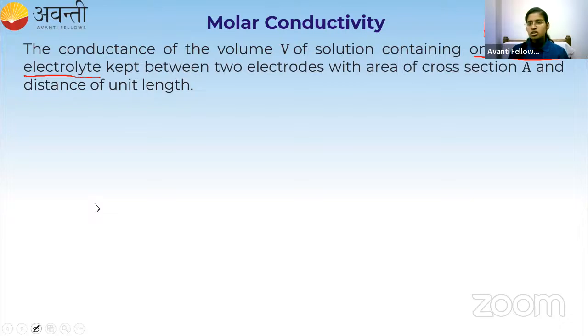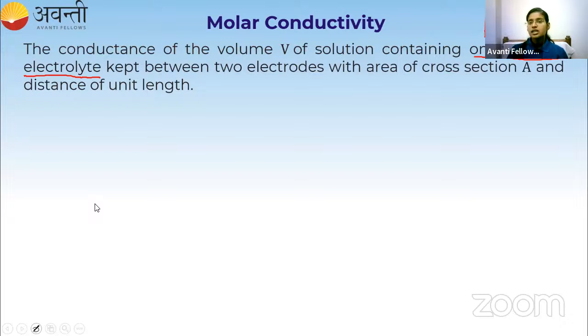So the conductance of this particular setup, which is kept between two electrodes. So two electrodes are dipped inside this. One is cathode and the other one is anode. And its area of cross section is A. And the distance is called length, which is a unit length, means it will be 1. Distance of unit length.